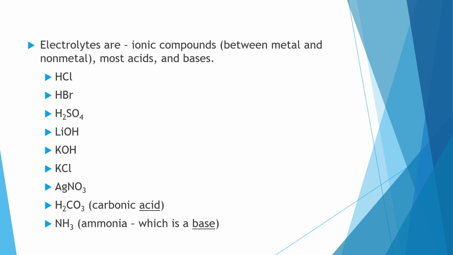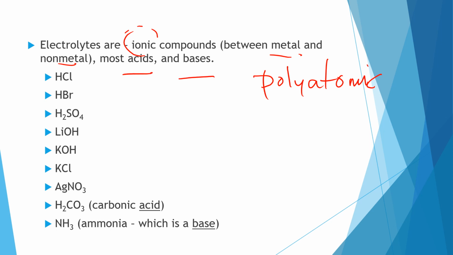So electrolytes are ionic, so between metal and nonmetal. Also polyatomic, you want to include that as well. And most acids and bases. So hydrochloric acid, hydrobromic acid, sulfuric acid, lithium hydroxide, potassium hydroxide, potassium chloride, silver nitrate.